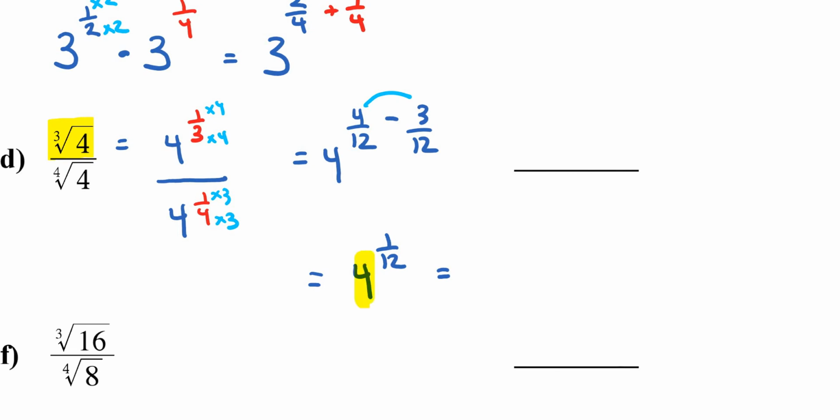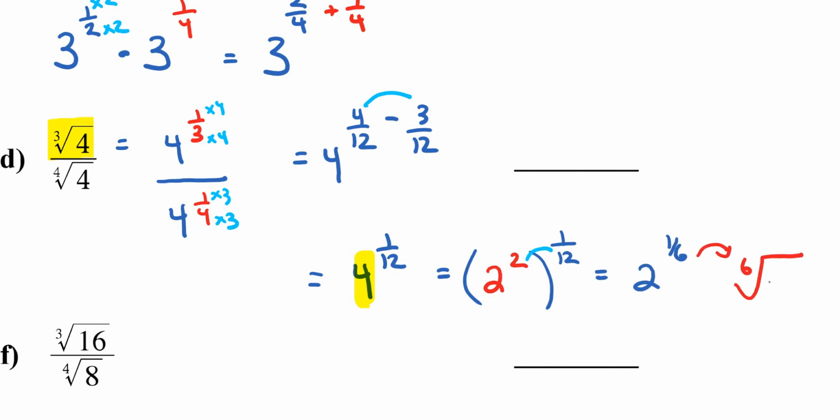So if I look at the 4 here, which is the base, I can write that as 2 to the power of 2. And then I can have the power on the outside. And then if I multiply these two numbers together, it's going to be 2 to the power of 1 over 6. Now that's a great answer. And if I had to change this to a radical form, the 6 is there, and then the 2 is on the inside there. So the 6th root of 2 is a final answer.